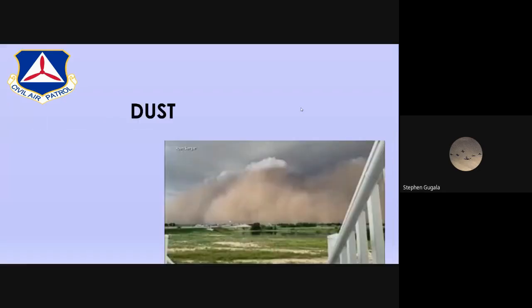Dust. I know we have a couple people in here from Texas. Dust storms are a thing. They can get up to 15,000 feet and cover hundreds of miles. When you're in them, the effects are the same as fog and haze. You lose your horizon. You can lose your horizontal visibility considerably, almost down to zero. So dust storms are something that will also affect your in-flight visibility.